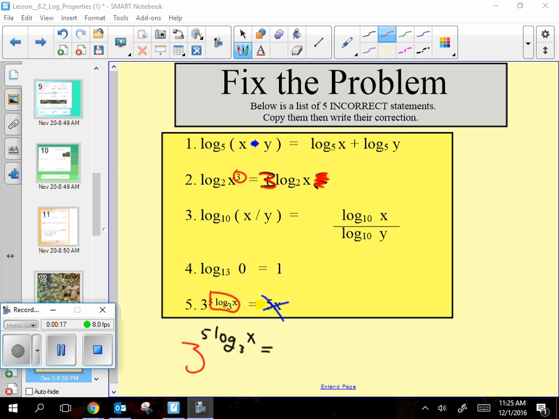Okay, number 3, a divide should be a subtract, not a divide. So it should be subtract log base 10 of y, like that. Next, you could have just reversed these two. There's actually a couple ways you could have done it. How many of you reversed them like that? Okay, that's a good way.